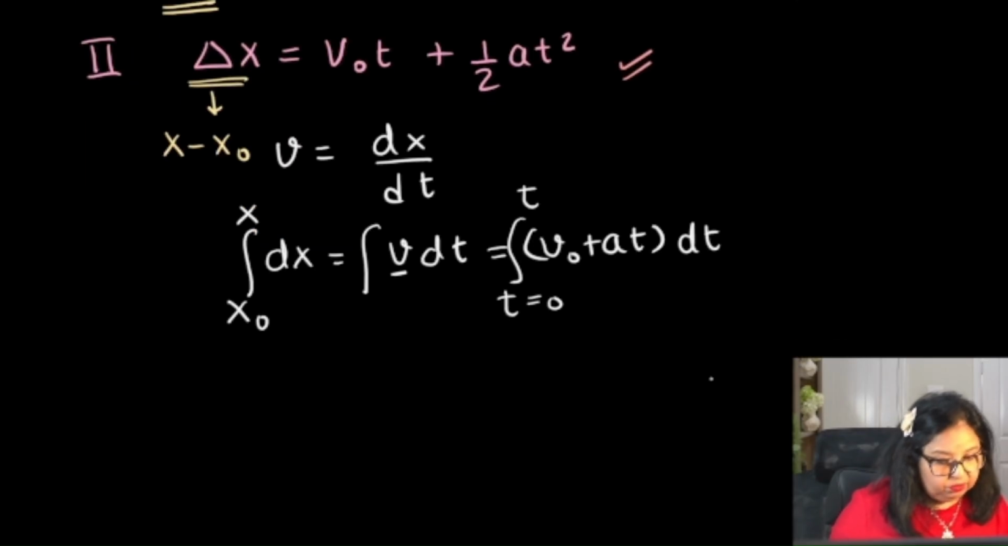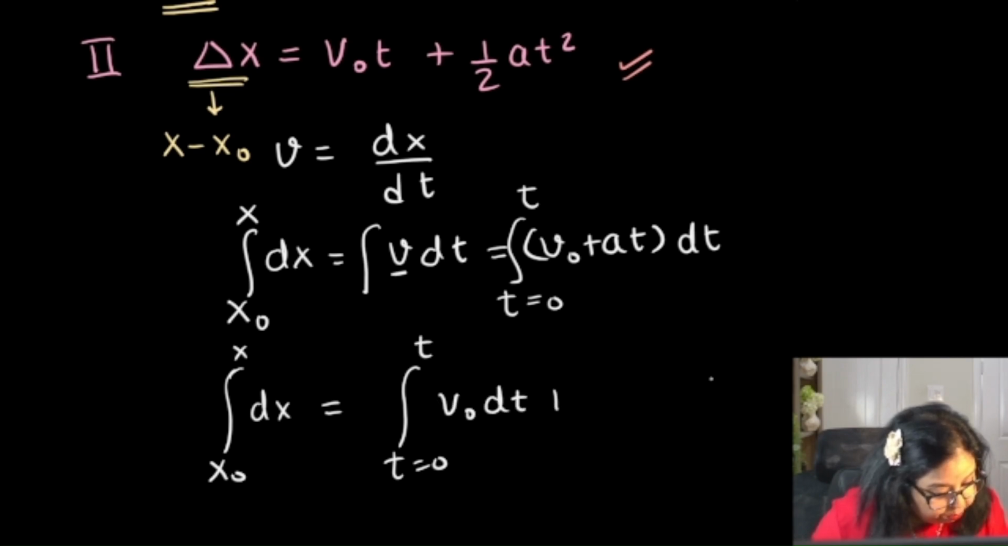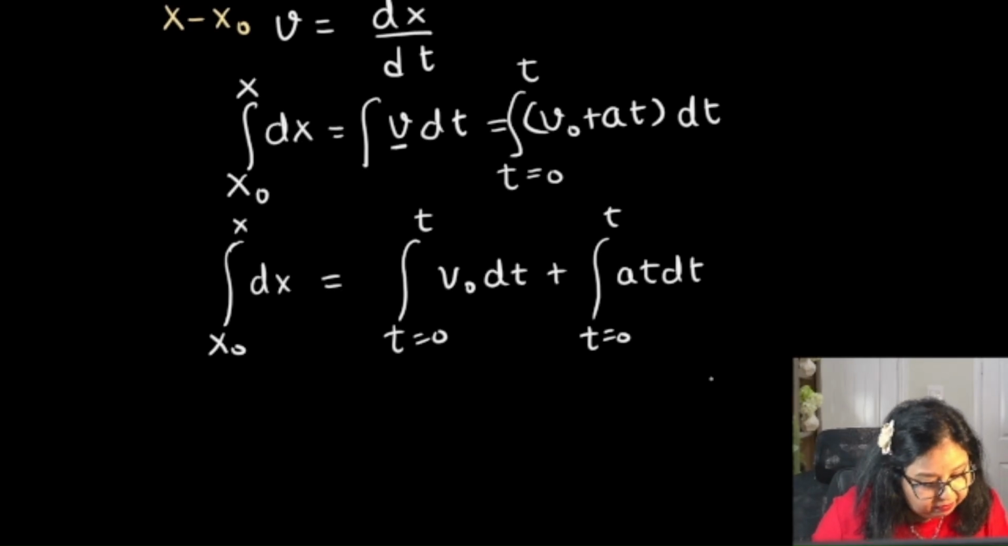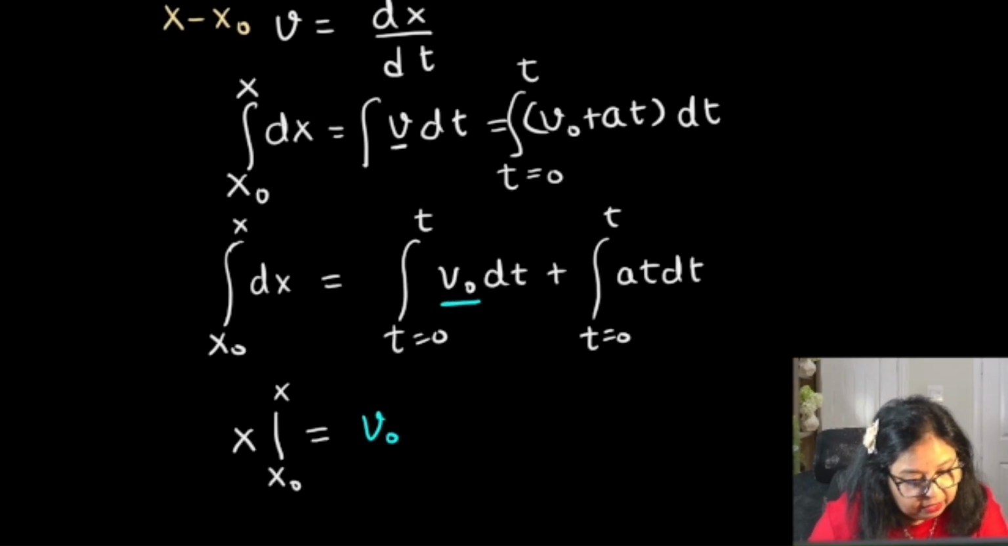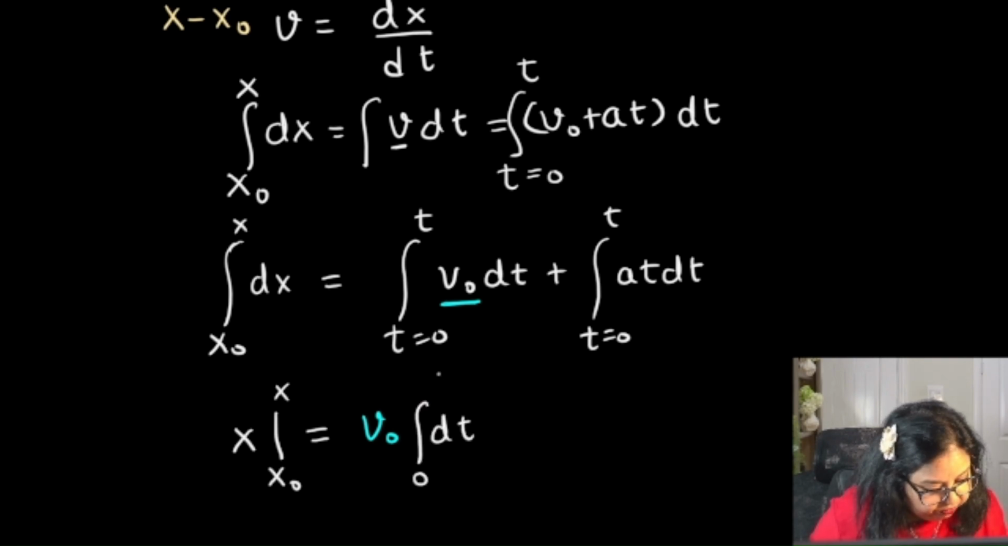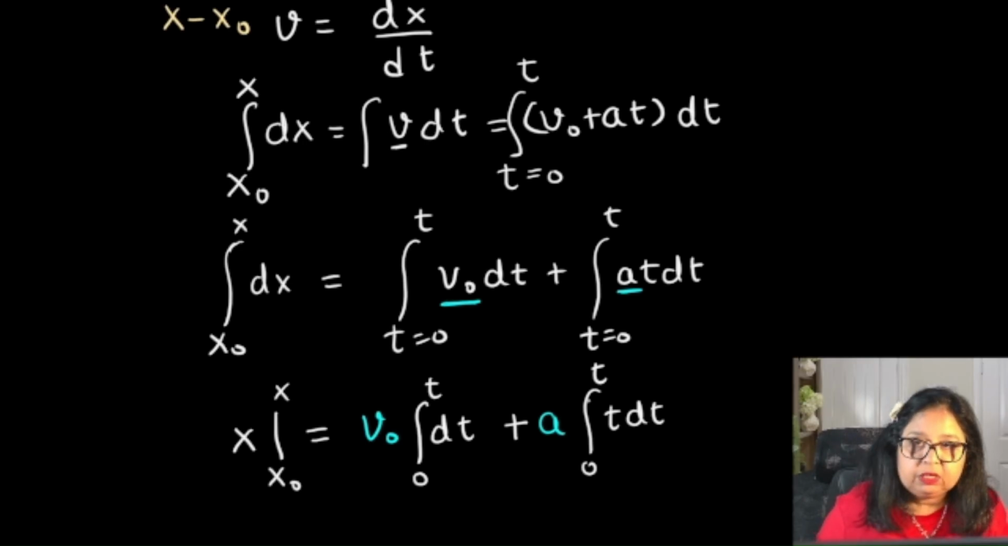Okay, let's go ahead and do this integration now. On the left hand side, we have integral from x naught to x of dx. On the right hand side, I have integral from t equals 0 to t of v naught dt plus integral from t equals 0 to t of at dt. Good so far? Left hand side gives us x, that is the integration of dx, going from x naught to x. On the right hand side, the first term, this v naught is a constant. So pull this out of the integral sign and you're left with dt going from 0 to t. Plus acceleration a is a constant as well. Pull it out of the integral sign and inside the integral I have t dt, time t going from 0 to t. Very good.